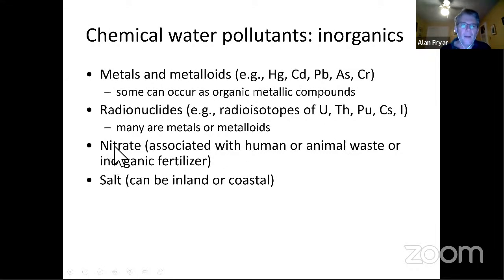I mentioned nitrate. Nitrate occurs naturally, but it also is a pollutant commonly associated with human or animal waste, like leaking sewers or application of animal manure as fertilizer or inorganic fertilizer. And finally, salt can be considered a pollutant. Saltwater intrusion in coastal aquifers is an example of that, but there can also be salt contamination inland. I showed the example of road salt being used to melt ice on highways in cold regions like Kentucky in the winter.